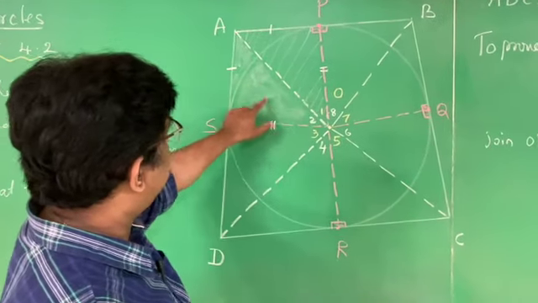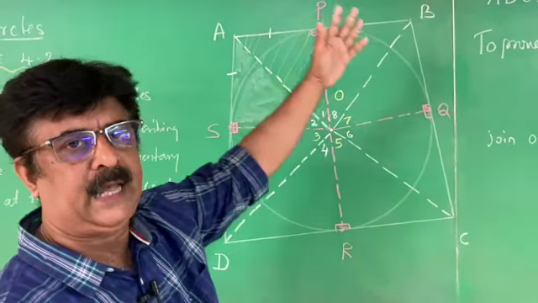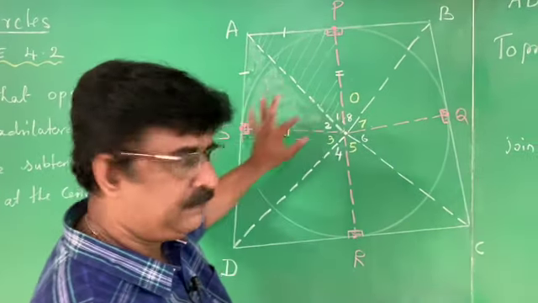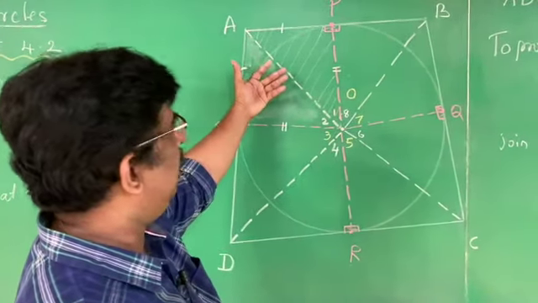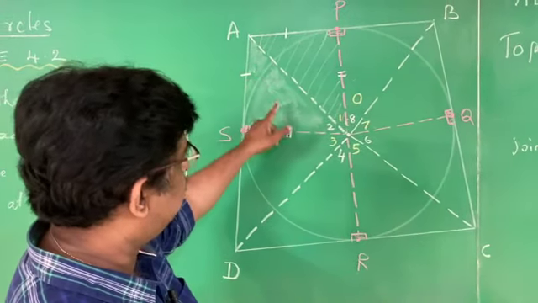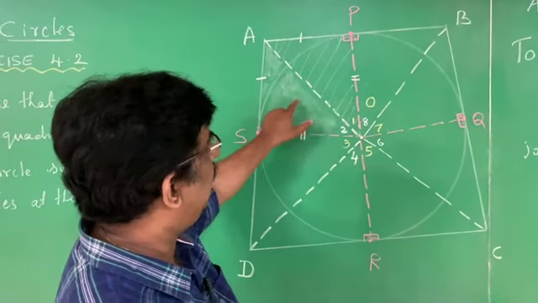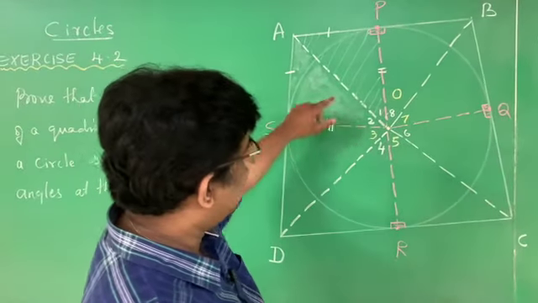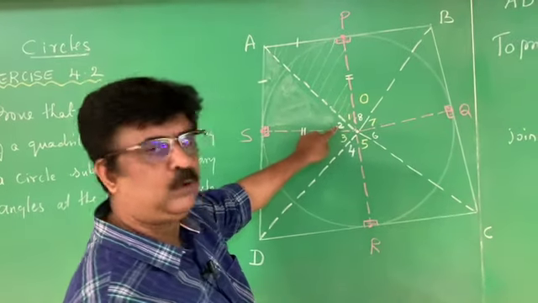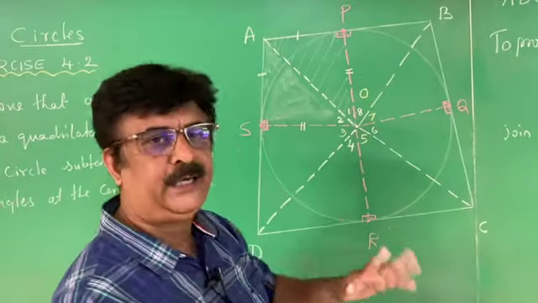I compare these 2 triangles. In these 2 triangles, AS is equal to AP, tangents drawn to a circle from an external point are equal according to the theorem. OS is equal to OP, radii of the same circle. AO is common. Therefore, by SSS postulate, I can say that these two triangles are congruent. Once I prove that these two triangles are congruent, then angle 1 is equal to angle 2.